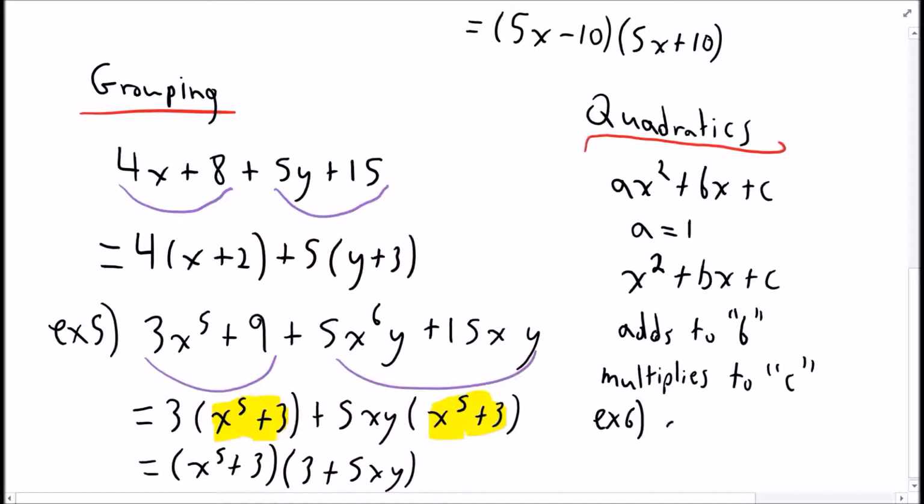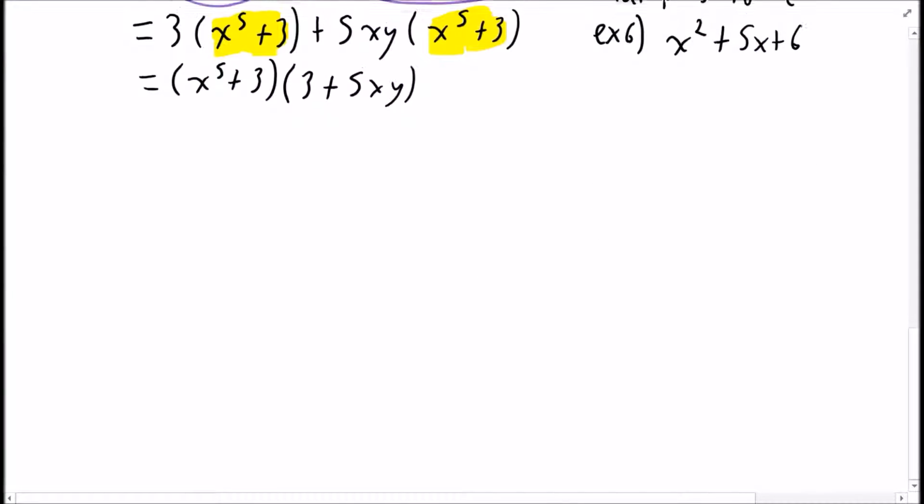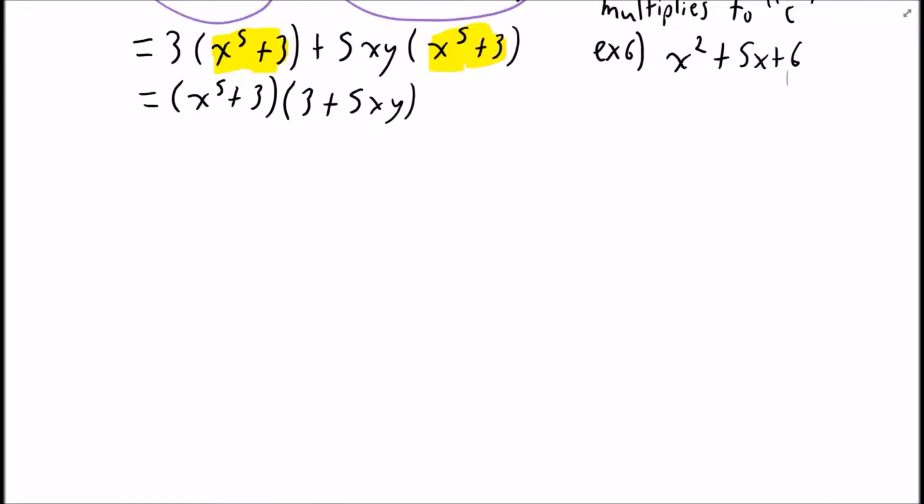Alright, so let's add x squared plus 5x plus 6. So, what I want to know is what two numbers add to 5 and what same two numbers would multiply to 6? So you think of numbers that will multiply to 6. So 6 times 1 is 6. 6 plus 1 equals 7. So that doesn't equal 5. That didn't work. Also 2 and 3. 2 times 3 is 6, and 2 plus 3 is 5. So there's the correct answer. So we want to use 3 and 2.